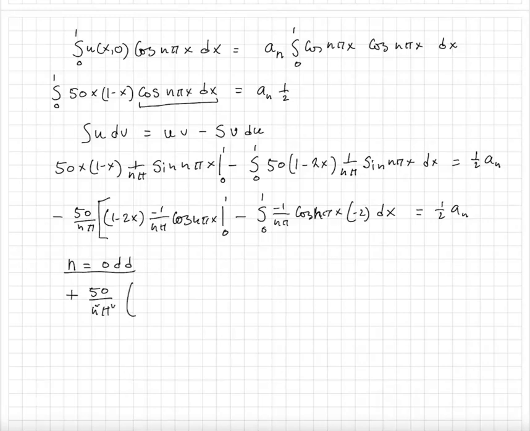And then evaluate at x equals 1, which is 1 minus 2, is minus 1. And cos n pi x, n is odd, so this is also minus 1. If you substitute x equals 1, n pi times 1. Okay. Minus. So this time x equals 0. So 1 minus 2x is 1, and cos 0 is just 1.